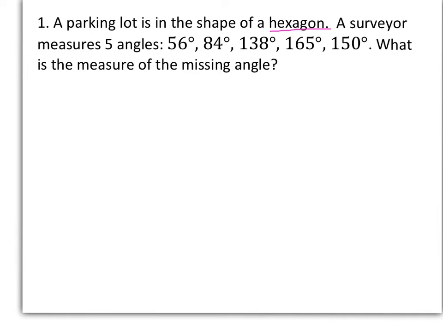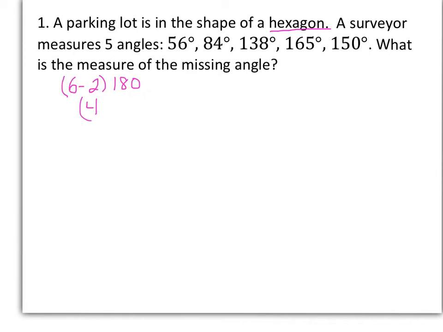So the first thing we need to do is find out how many degrees our angles will add up to. So remember, a hexagon has 6 sides, so using our formula, I'll take 6 minus 2 times 180.